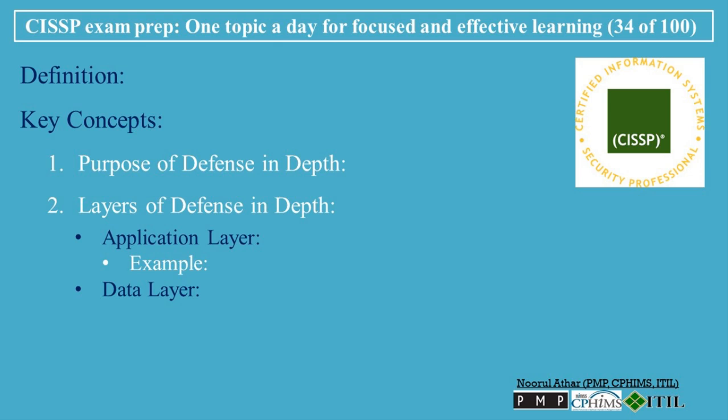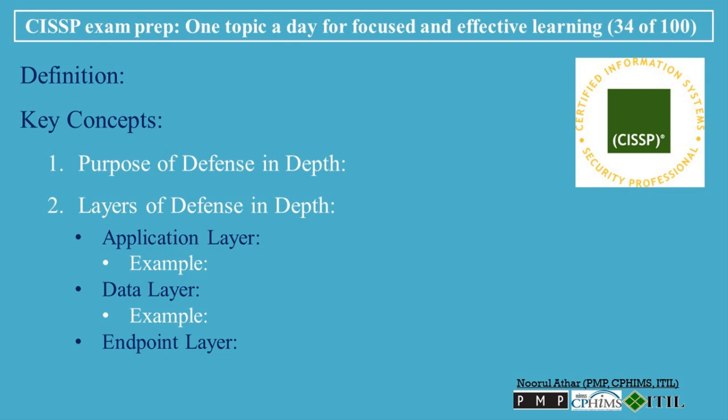Data layer, secures sensitive data at rest, in transit, and in use. Controls include encryption, data masking, access controls, and data loss prevention (DLP) systems. Example: encrypting sensitive customer data stored in databases and ensuring that data transmitted over networks is encrypted using protocols like TLS. Endpoint layer, protects individual devices such as laptops, desktops, smartphones, and servers.